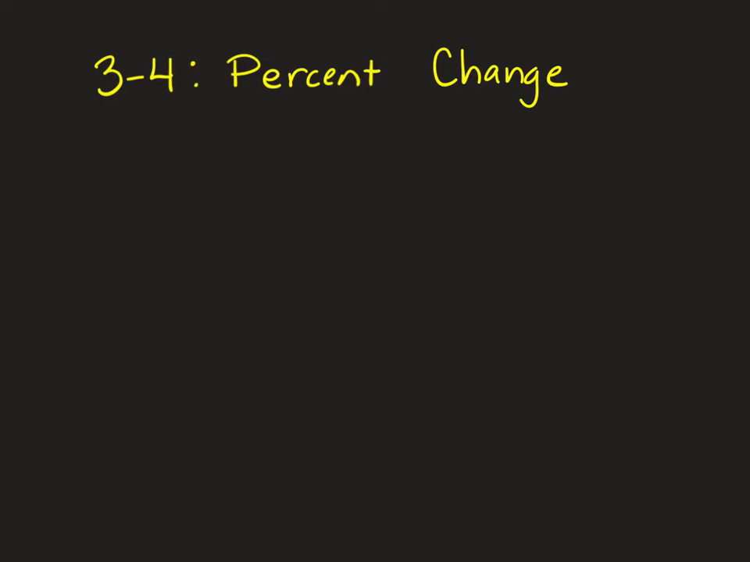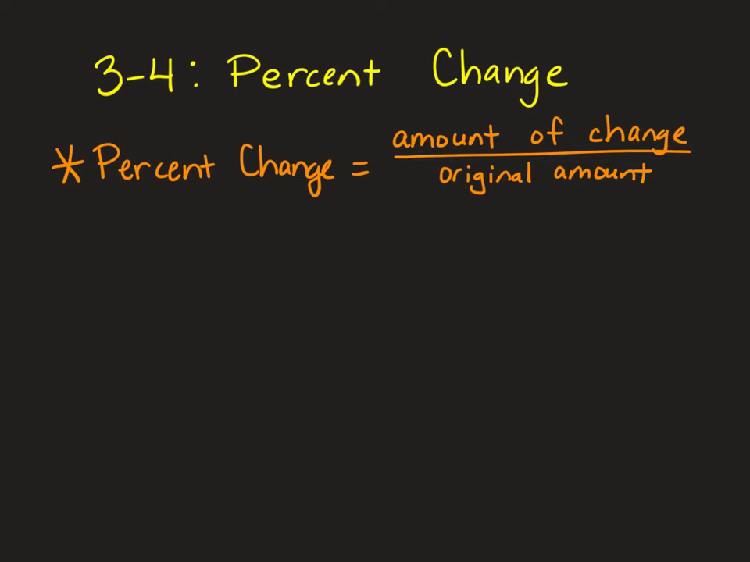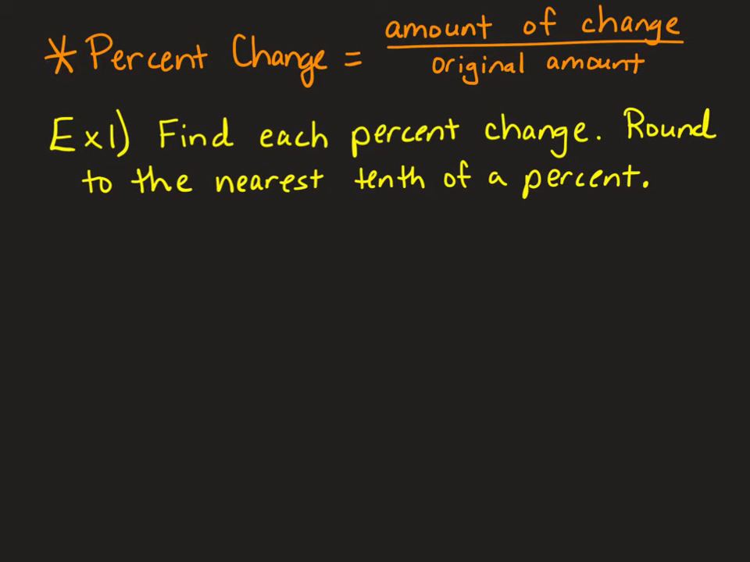Lesson 3-4, Percent Change. Percent change is found by taking the amount of change and dividing by the original number. Example 1, we're going to find each percent change and round to the nearest tenth of a percent.